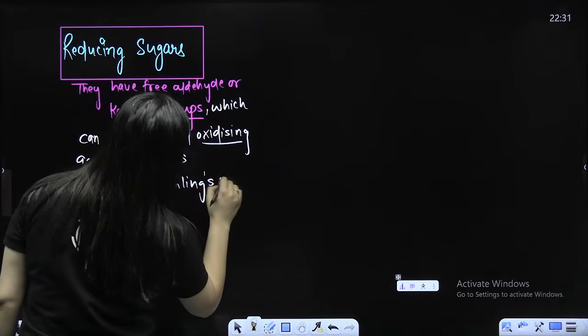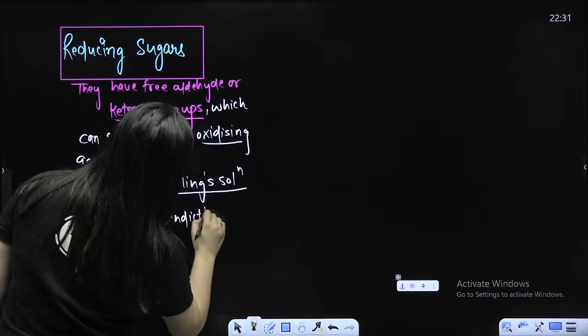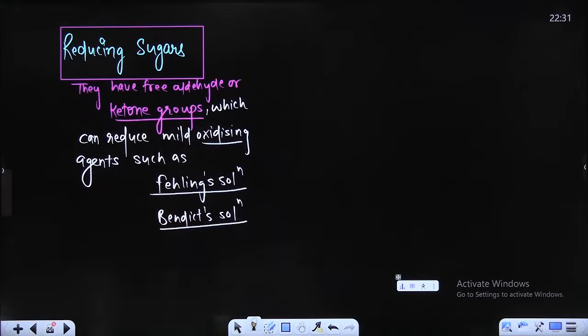solution, right beta, Benedict solution. So that is what we discuss. In chemistry also you study this particular part. Okay. So that free anomeric carbon beta will allow the sugar ring to open in the linear form. That free group will be there that can reduce the particular agent.